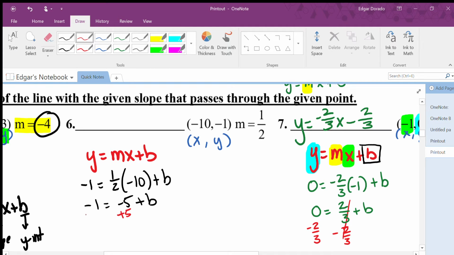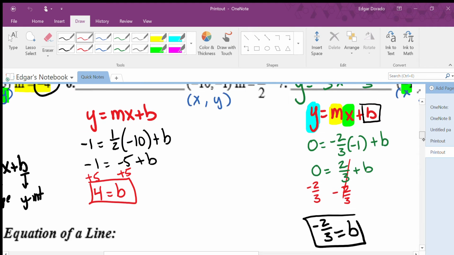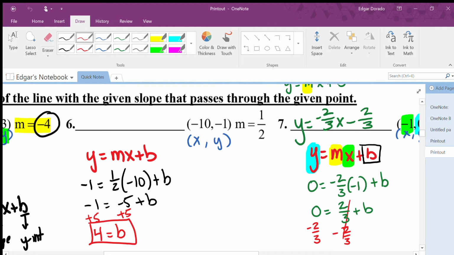I apologize for that little message coming up each time. It's just that it's detecting my hand along with my pen, so it's thinking I'm wanting to do a different operation. But anyways, your final answer should have been 1/2 x plus 4.